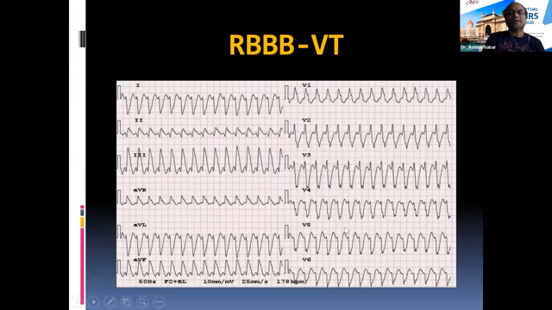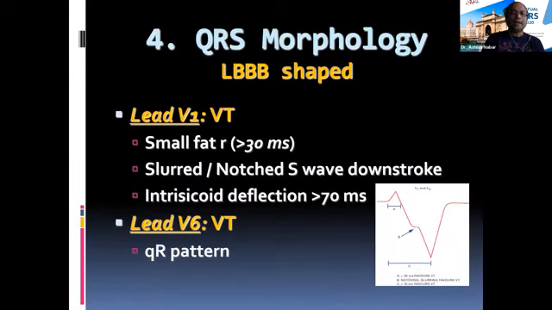But what I certainly see is that V5, V6 have a very deep S wave. That cannot happen in a typical right bundle branch block pattern, and therefore it is a VT. In LBBB-shaped VT, this is what you must know: a small fat R, an R which is fat, so it's more than 30 milliseconds, and a downstroke which is slurred. So this takes some good reading of the ECGs to pick up these signs in an LBBB kind of wide QRS tachycardia. If you have a big fat R, if you have slur on the downstroke, then it helps you to say it's a VT.